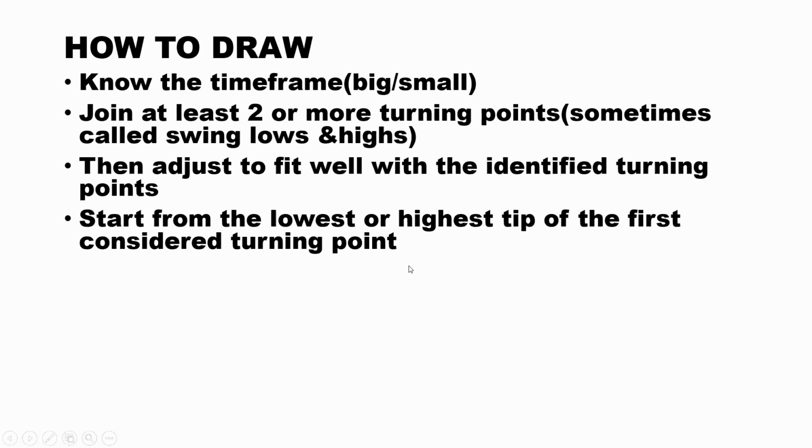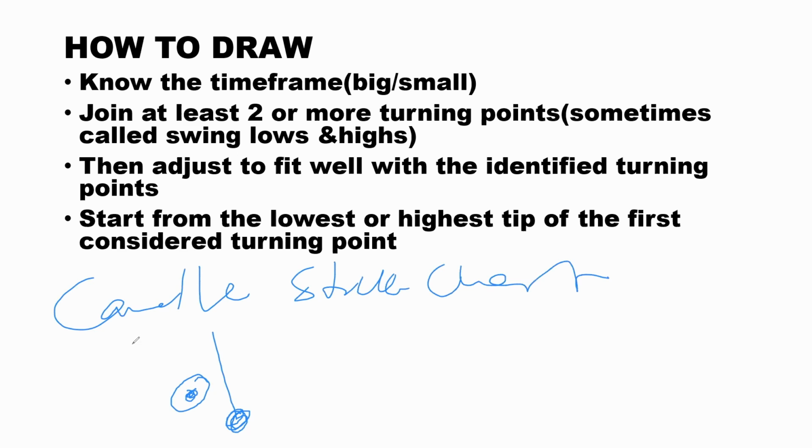The next one is when you're drawing a trend line, you have to start from the first turning point you've chosen to start from. You have to start from the lowest wick. Remember, here we're drawing it from the candlestick chart. You have to ensure that the point you've chosen to start drawing from is the lowest point possible. Do not draw from there unless the wick is so long. If the wick is so long, you can start from the other one.